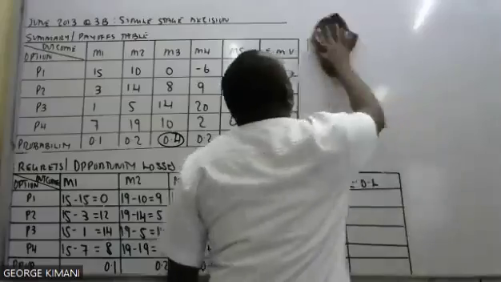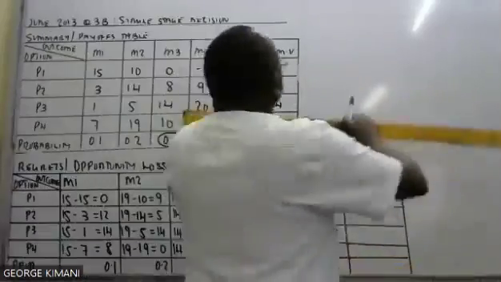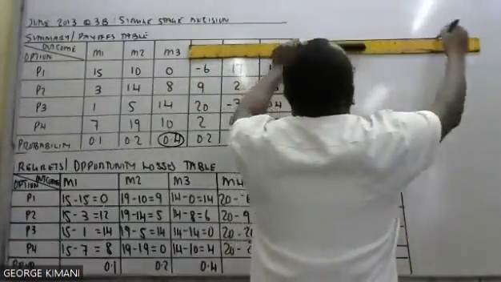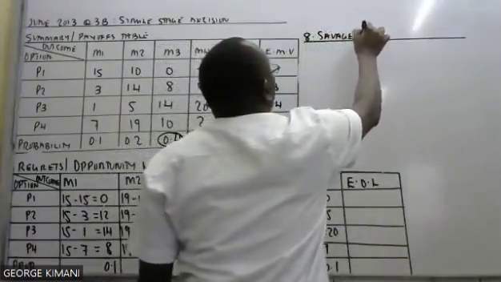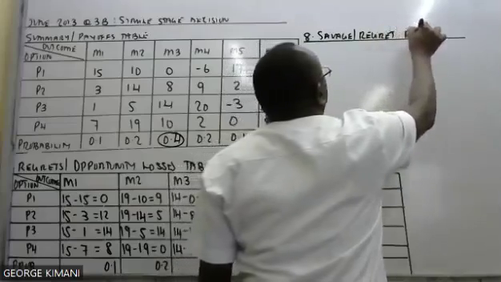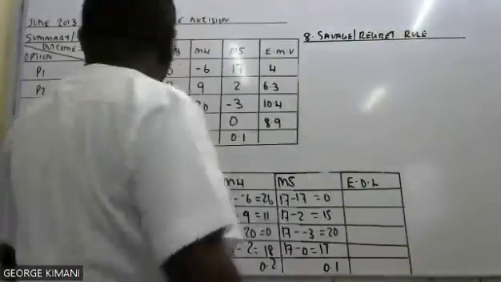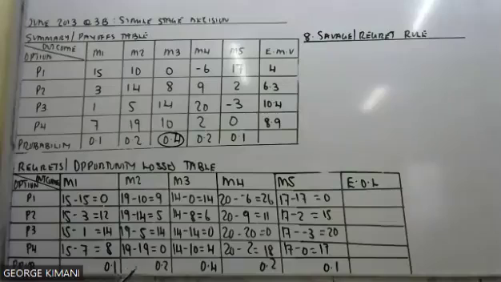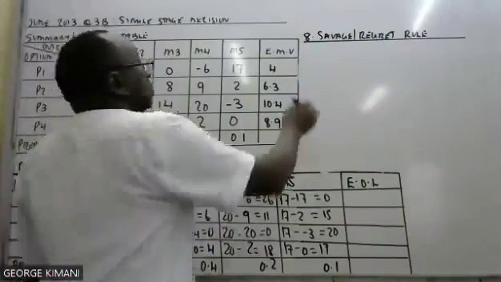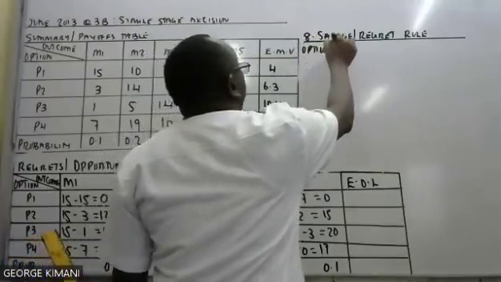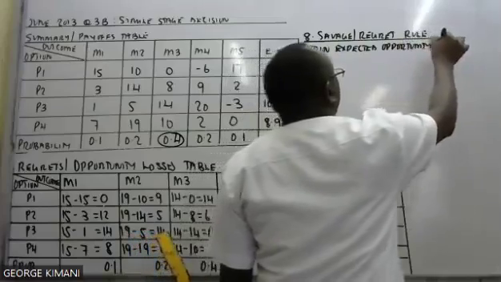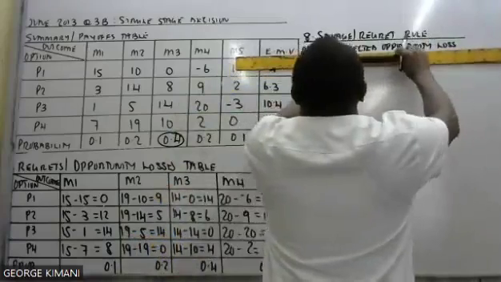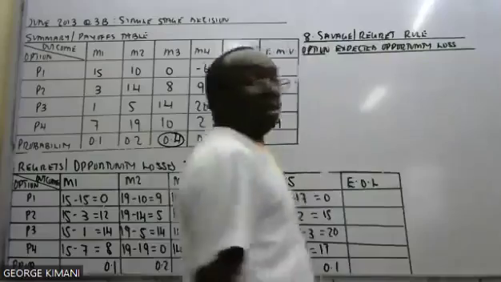So we go to the last rule, number 8, which is called Savage. Some people also call it the regret rule. Savage regret rule. In this one, you have the option here, and then you compute the expected opportunity loss.